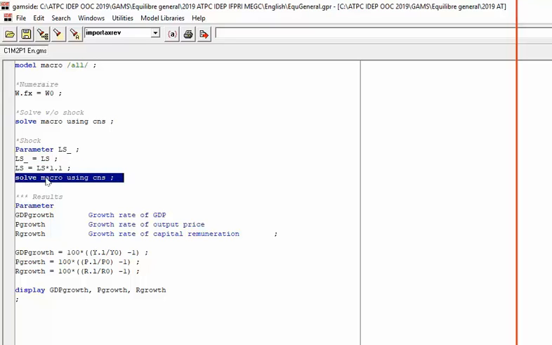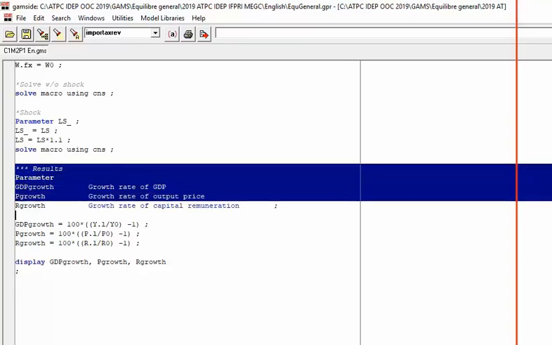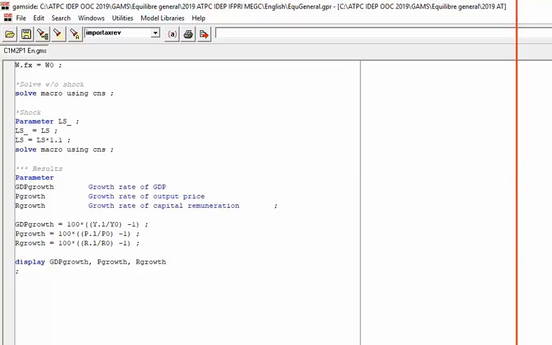So it means that one equation will not be respected because the labor supply has changed, and GAMS will search for new values of all endogenous variables in order for each equation to be strictly respected. And once it has solved the model, it will calculate parameters: the growth rate of GDP, the growth rate of output price, and the growth rate of capital remuneration. Of course, you can ask for other calculations.